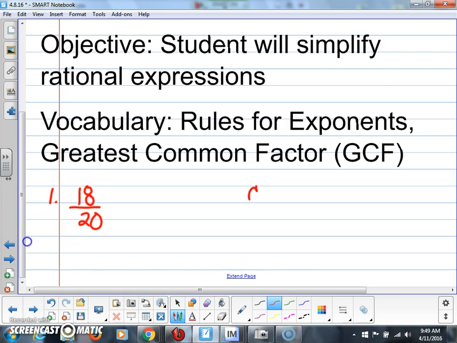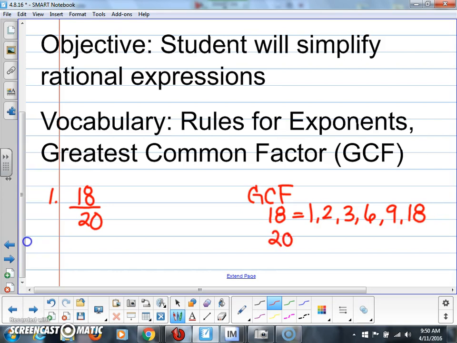So let's do the greatest common factor. What are the factors of 18? 1. Good. 1, 2. What else? 3. What do I multiply 3 by to get 18? 6. Okay, so there's 3 times 6 gives me 18. 2 times what gives me 18? 9. And then 1 times what gives me 18? 18. Those are the factors of 18. 1, 2, 3, 6, 9, and 18.